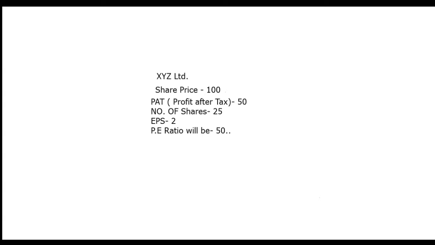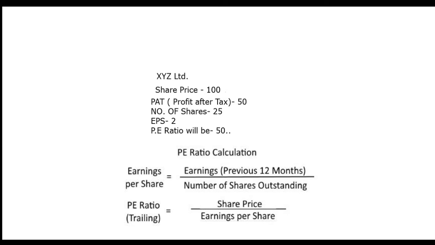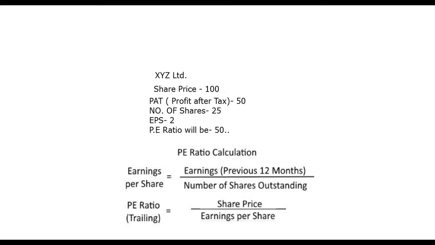Okay, so in this given example, we will understand how to calculate the PE ratio, and then we will understand what is the meaning of PE ratio. Let's say that I have a company XYZ Limited and the share price of my company is 100. So first we have to find what is EPS. EPS is nothing but profit after tax upon number of shares which the company has, and you will see all the formula on the top left of your screen. So here in this example our EPS is 2 rupees.